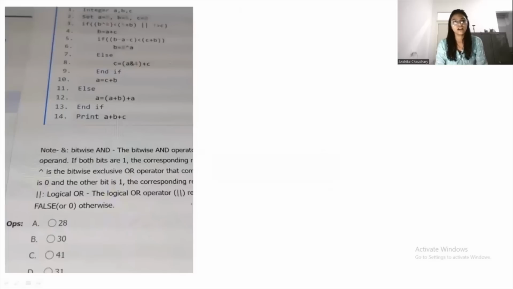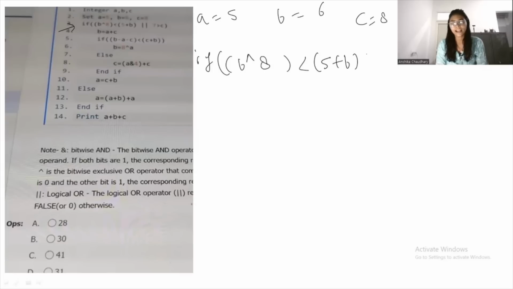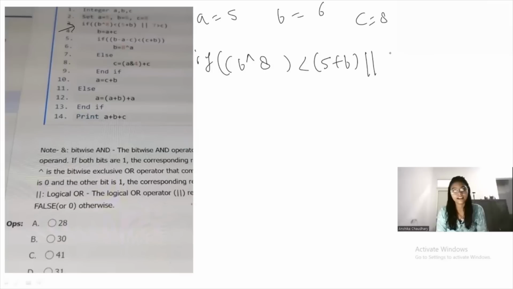The next question is, here are three integers a, b, c and we have to give them some value. So a is containing 5, b is containing 6 and c is containing 8. Alright. And here in the if part, we need to perform some operations. B XOR 8, this is the bitwise operator, is less than 5 plus b, and this is the logical OR, and 7 is greater than c.